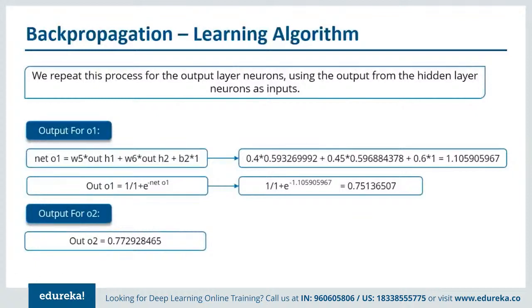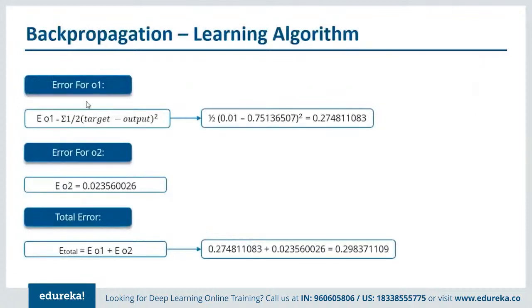So we need to update the weights. For that, we're going to calculate the error. Error for output O1 is the sigma of 1/2 (target minus output) whole square. Target is your desired output and output is your actual output. So the error of the O1 neuron will be 0.278. Similarly, for O2 it will be 0.023. So the total error comes down to 0.29 something.